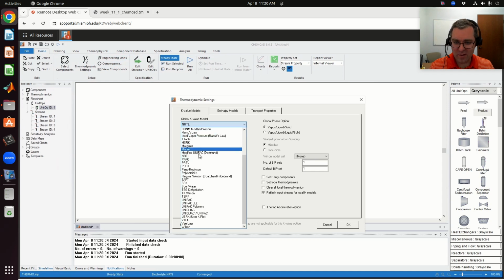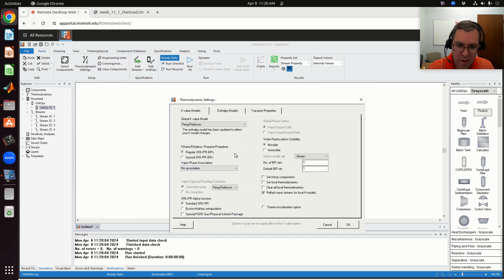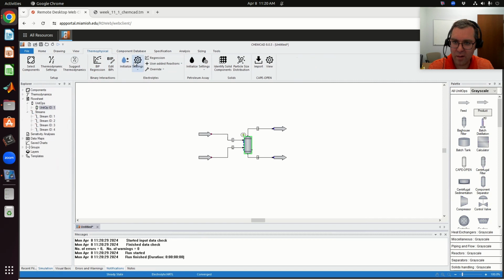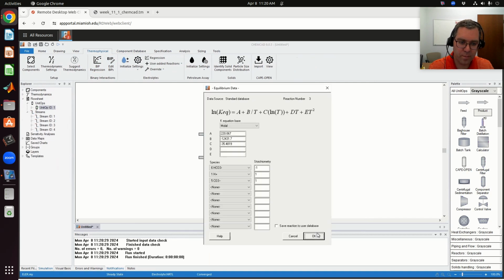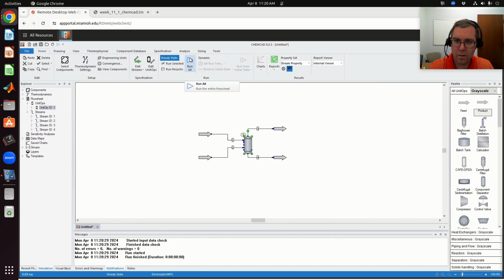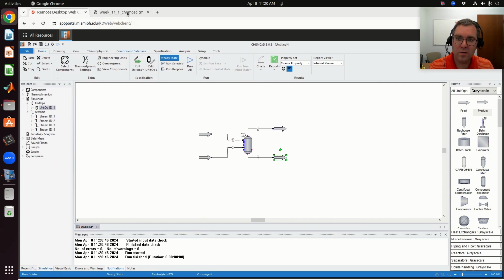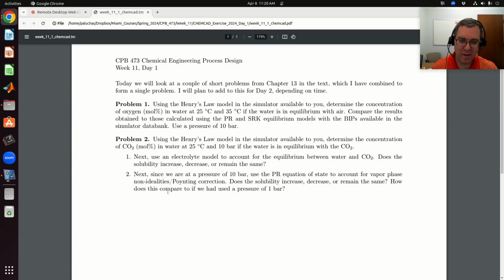If I wanted to use SRK or Peng-Robinson, say, for my global phase model, I can use it for everything, and the electrolyte model is still on. So I run it again, and it doesn't really change. Using Peng-Robinson actually decreases solubility a little bit. Using the electrolyte model increases it a little bit.